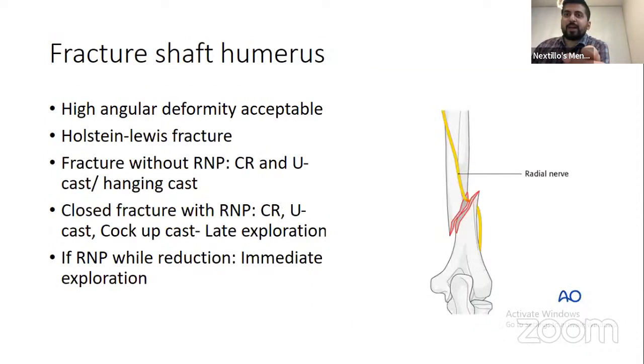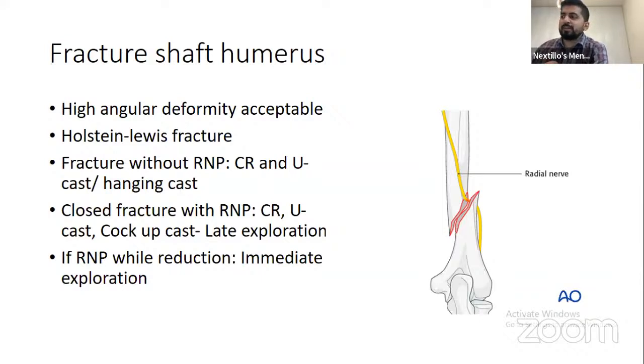So, fractures of the shaft of humerus. In these fractures, high angular deformities are acceptable. Now, why is that? Because the shoulder joint allows for a lot of rotation to happen. Even if there is an angular deformity of the humerus, the shoulder rotation will compensate for it, and hence a high angular deformity is acceptable in these fractures.